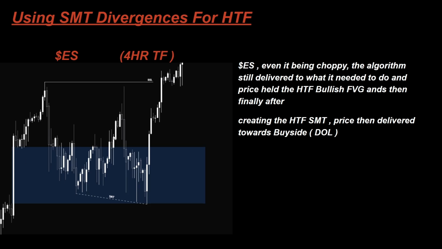As you can see, this isn't clean PA, right? We're chopping, chopping, chopping. We get close to the buy side liquidity level, and then we went down, right? Looks really bad. So even it being choppy, the algorithm still delivered to what it needed to do. And price held the higher time frame bullish fair value gap. So even though the whole time we were chopping around here, we still held this bullish fair value gap.